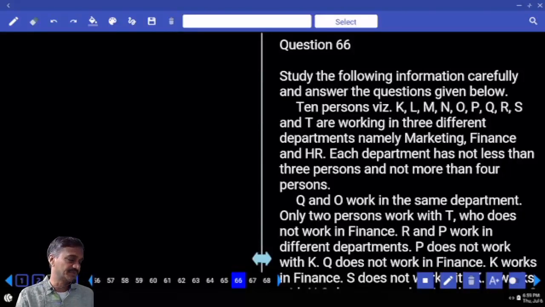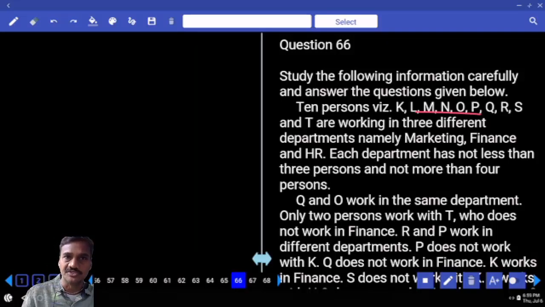Now paper number 37, IBPS Clerk Prelim. Questions 66 to 70 are based on a distribution set. How many persons are there? 10 persons. They are working in only 3 different departments.